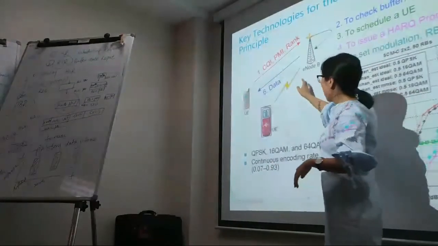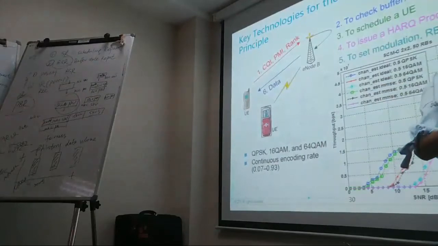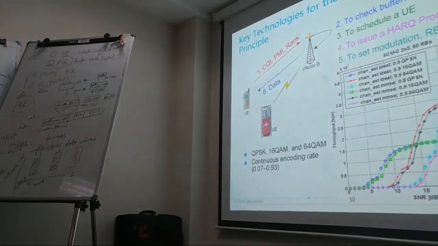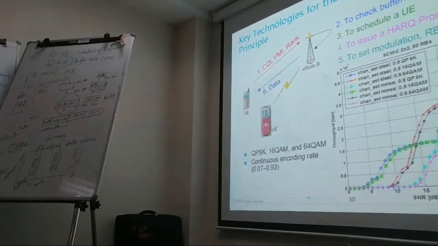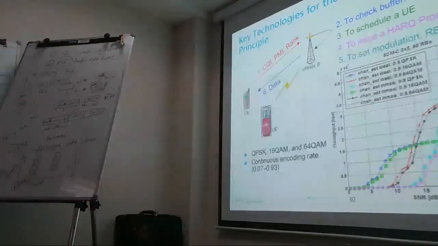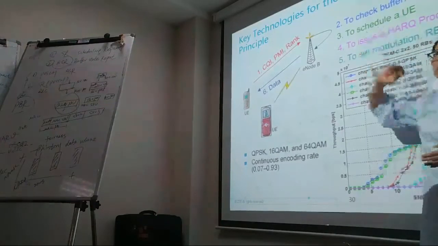This is for the downlink. When the eNodeB receives it, the eNodeB will first check the buffer, whether I have data to transmit. If the buffer is not empty, I have data, I need to schedule it, I need to transmit it. The different buffers may contain different data. I will select the UE, that is, schedule the UE.